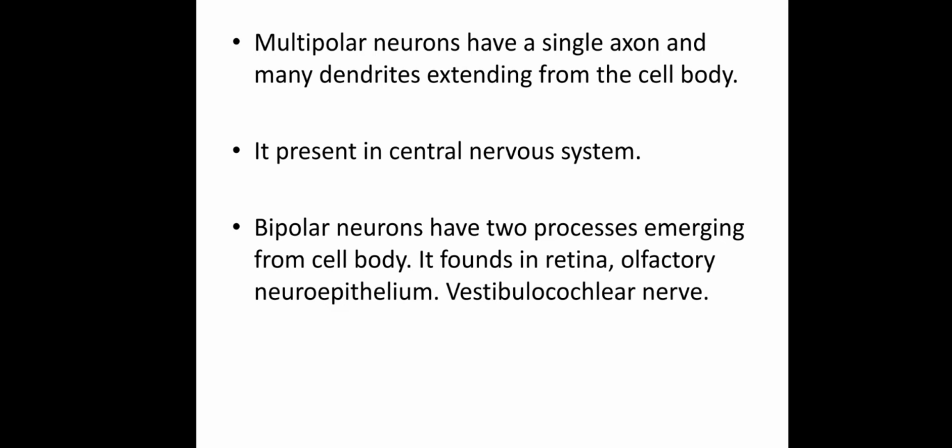Bipolar neurons have two processes emerging from the cell body. They are found in the retina, olfactory neuroepithelium, and vestibulocochlear nerve.